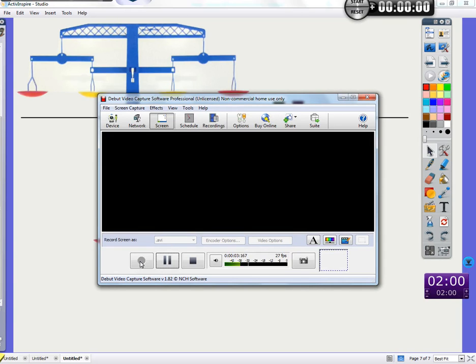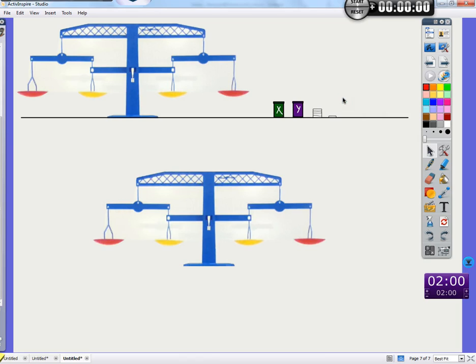Okay, it's good to go, so you can just click off to the side of it. Or that. And just make sure everybody's here, except the desk is gone.